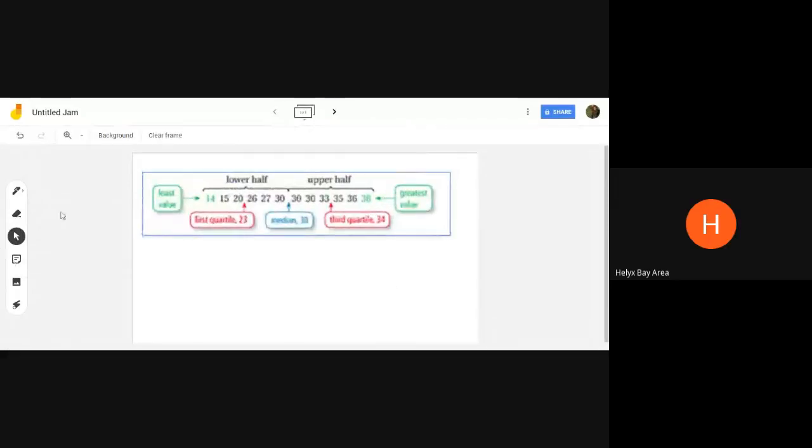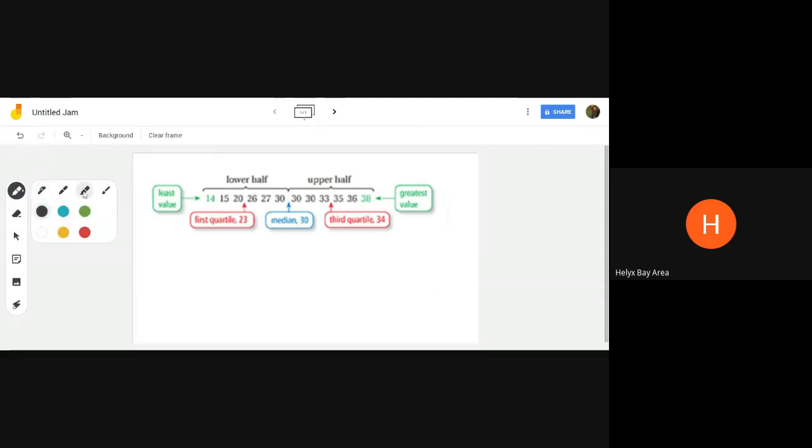Okay, so this is our data set, right? It's already arranged for us from least to greatest. Let's go ahead and pull up a pen and use the brush. Okay, so our least value that we have right here is the number 14. This is the first dot of our graph, so let's go ahead and make the number line right here. This is our number line.